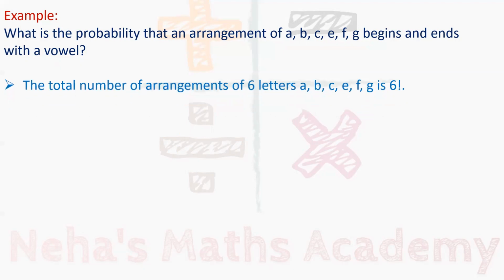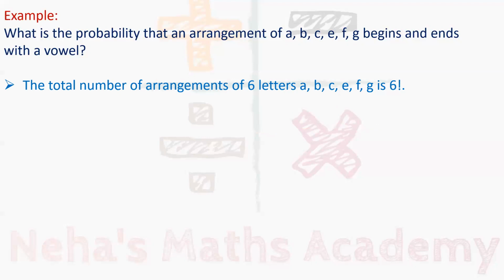There are 6 factorial ways because 6 letters are there. That means there are 6 places. For the first place, we have 6 choices. For the second, 5, because repetition is not allowed. For the third, 4, 3, 2, 1. So 6 into 5 into 4 into 3 into 2 into 1. That is 6 factorial ways to arrange 6 letters in 6 positions.